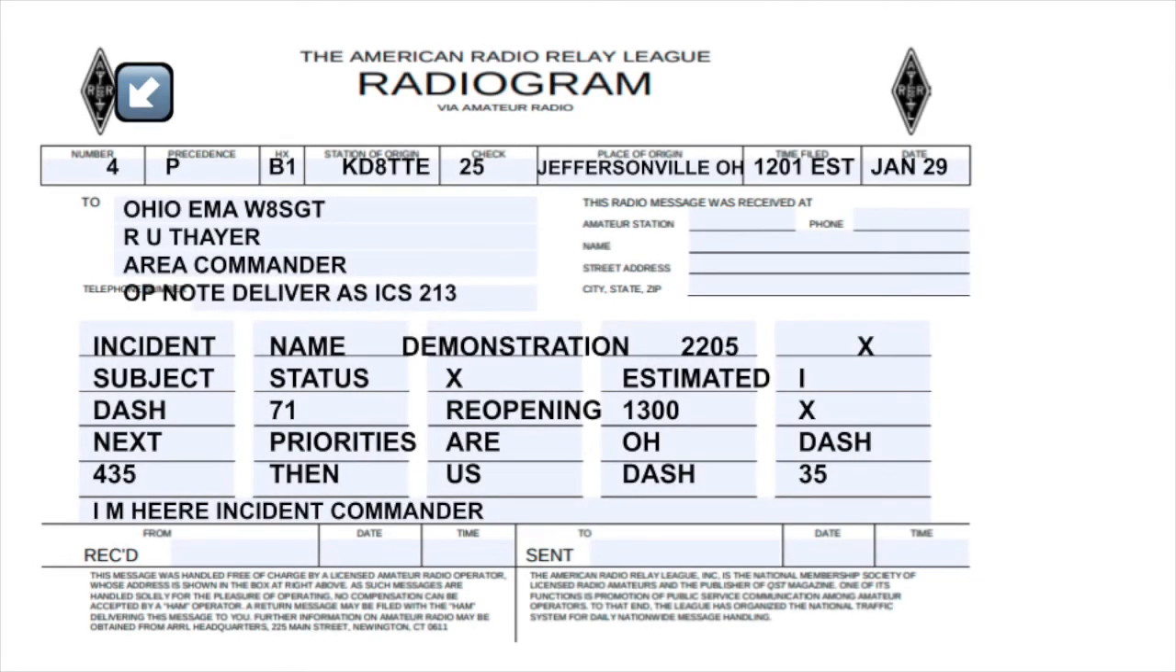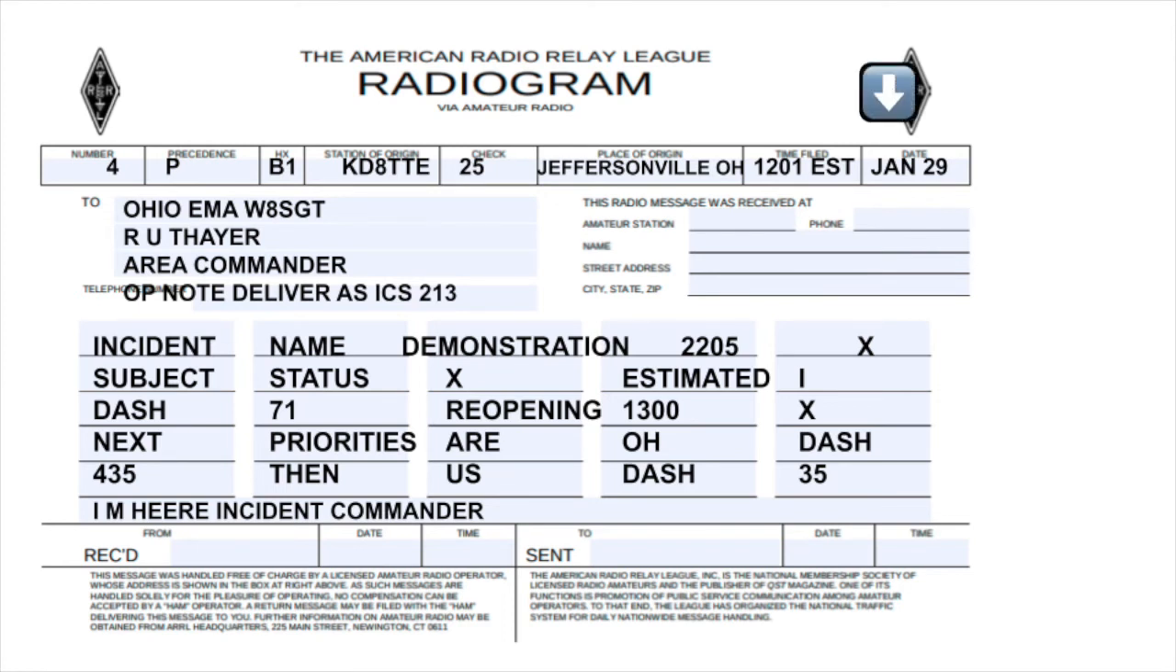Number, forward, priority, handling instructions, Bravo 1, Kilo Delta 8 Tango Tango Echo 2 5. Jeffersonville, I spell Juliet, Echo, Foxtrot, Foxtrot, Echo, Romeo, Sierra, Oscar, November, Victor, India, Lima, Lima, Echo, Ohio. 1201. Initials Echo, Sierra, Tango.